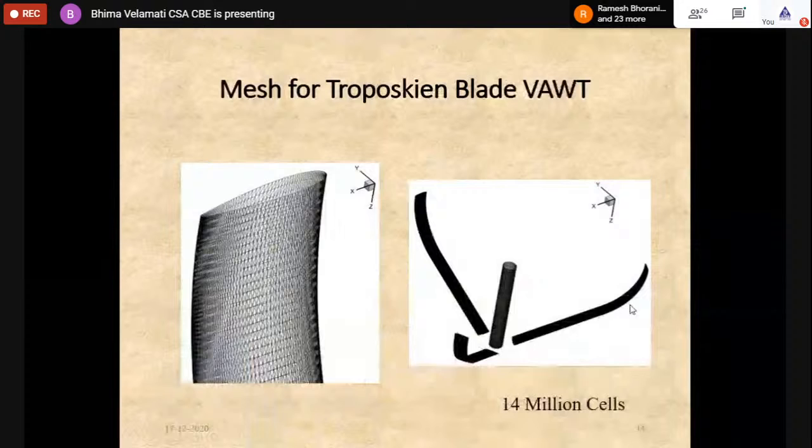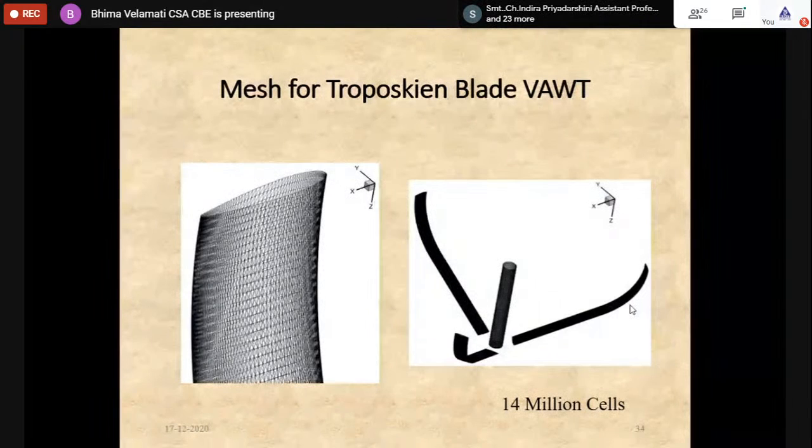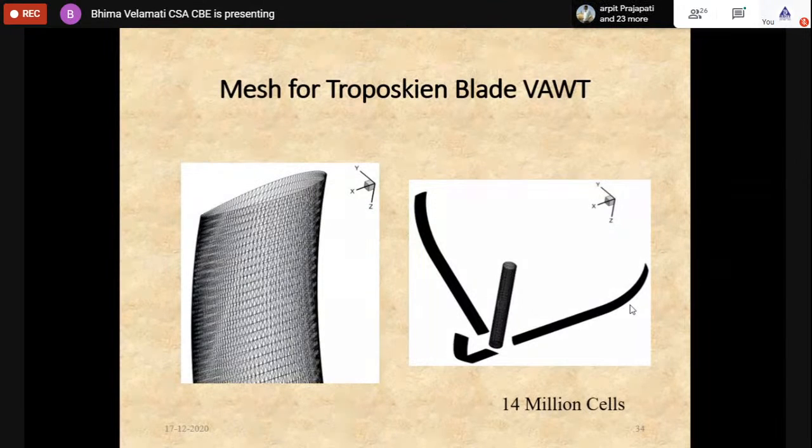Then, as I showed you, there's a second turbine which we modeled, which is a troposkein turbine. So here I can put a symmetric boundary condition. Obviously, here I don't have a mesh which can be rotated the way the helical turbine is, so I made an unstructured grid.